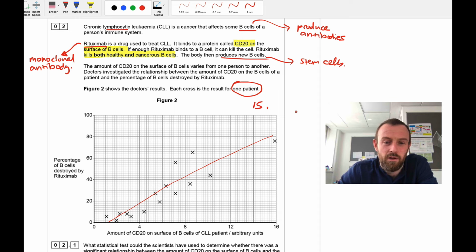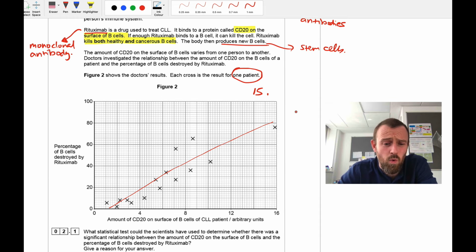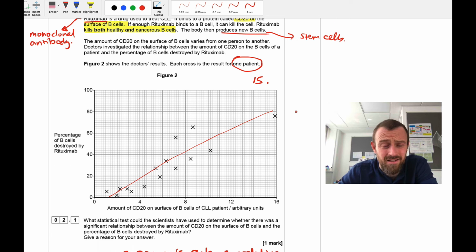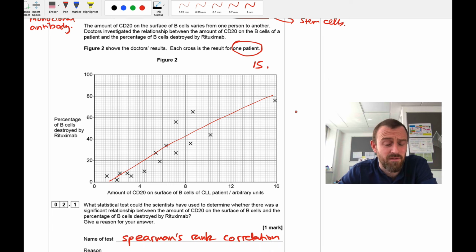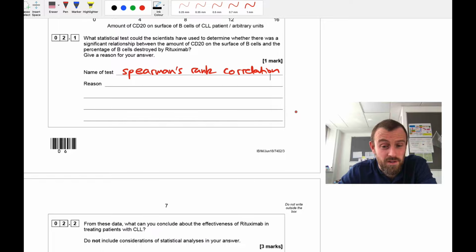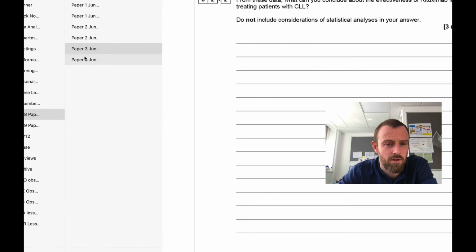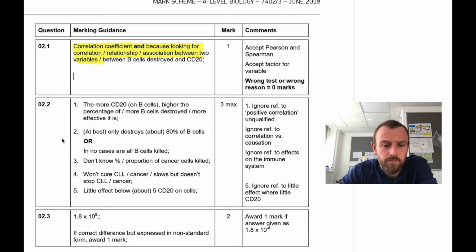What can we conclude? I'm looking for a third point. We've only got 15 people in this whole study, so maybe that's worth saying. It's difficult to say for sure, as there's only been 15 patients. That's what I'm going to go for. There's 3 things there. I wonder if it's going to get the marks. Let's have a look.